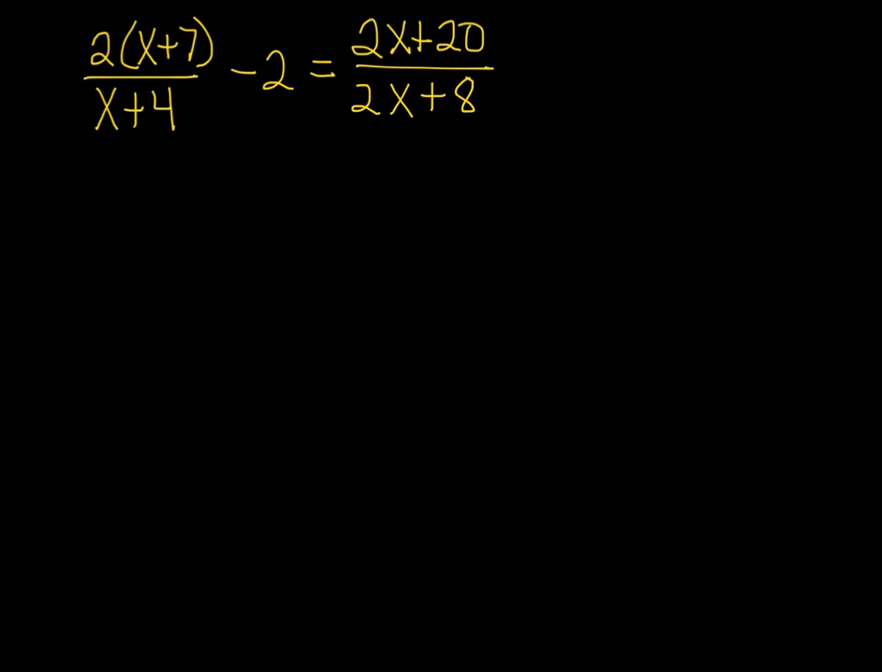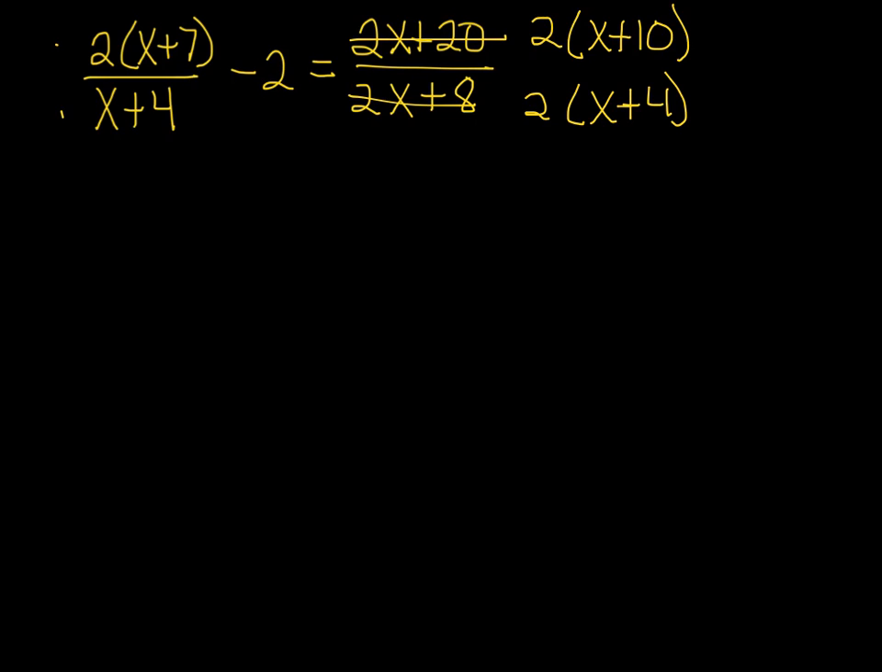Alright, this next problem is 2 times x plus 7 over x plus 4 minus 2 equals 2x plus 20 over 2x plus 8. And the first thing we always do is factor. So this side's fine. This side I need to take a 2 out of here and make that x plus 10. And I need to take a 2 out of there and make that x plus 4.